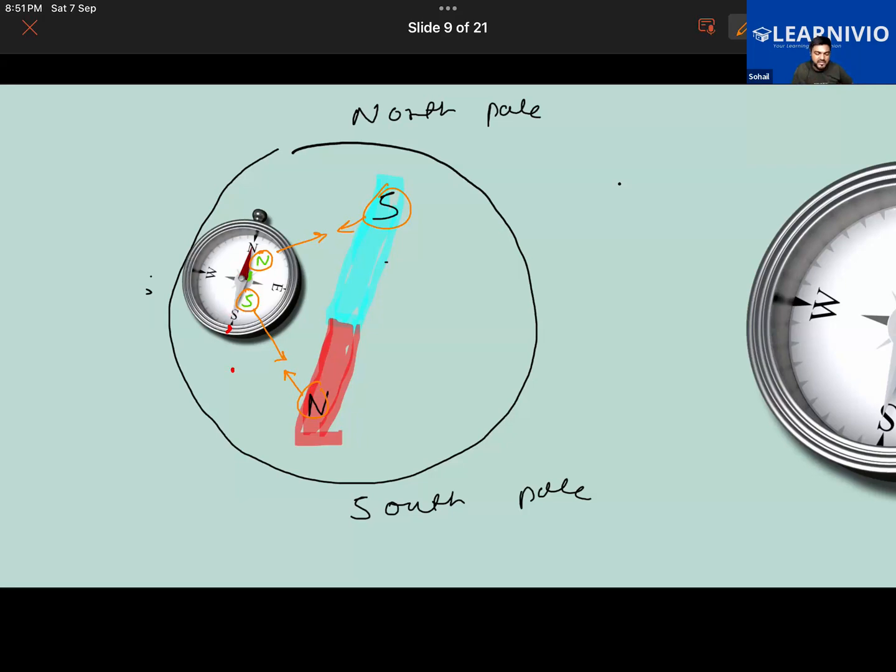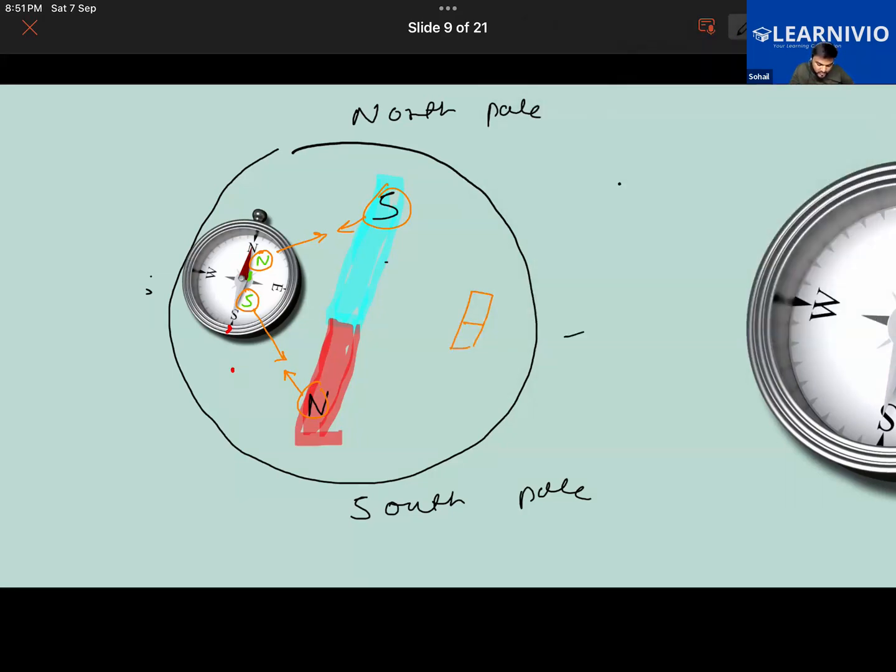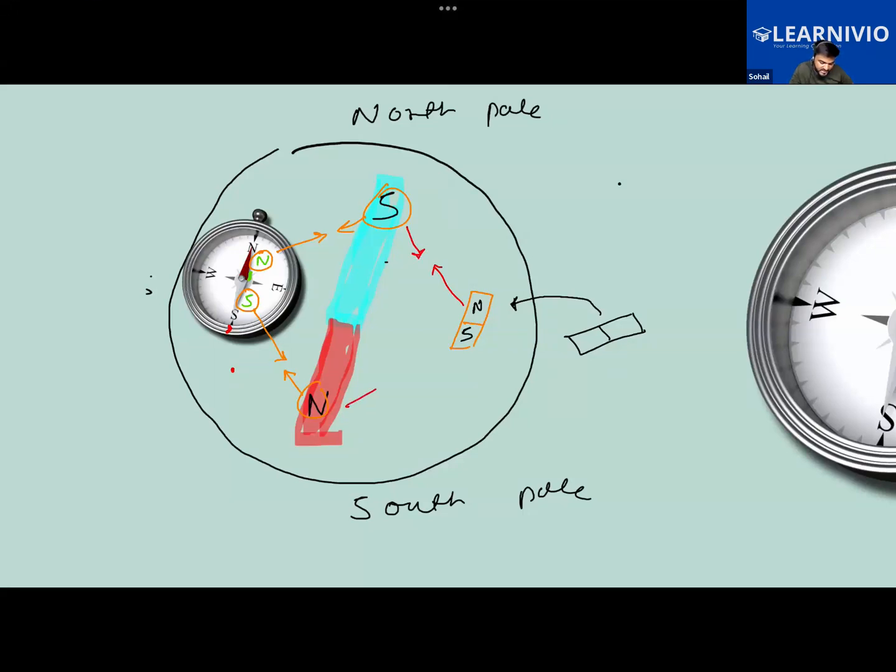Not just this needle of the magnetic compass. You can take any other magnet, like a piece of bar magnet like this. Earlier, let's say you held it like this, but it will be aligning itself in this manner. This will be the north pole, this will be the south pole. Why? Because of the attraction taking place between the unlike poles. North-south attracts, and here also north-south attracts. I hope this is clear. If there's any confusion, please let me know.